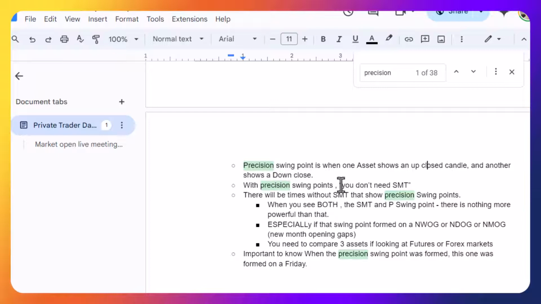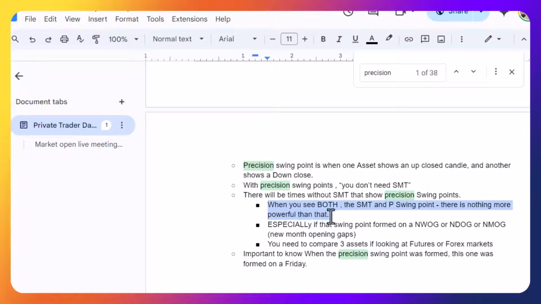With precision swing points, you don't need SMT. SMT that precedes the precision swing point just helps you. So say you see a bullish SMT and then you see a precision swing point, potentially that can tell you, okay, now we're going to start moving in the direction of your SMT or your bias, or in the direction of a liquidity draw that you're looking at. When you see both SMT and precision swing point, there's nothing more powerful than that.